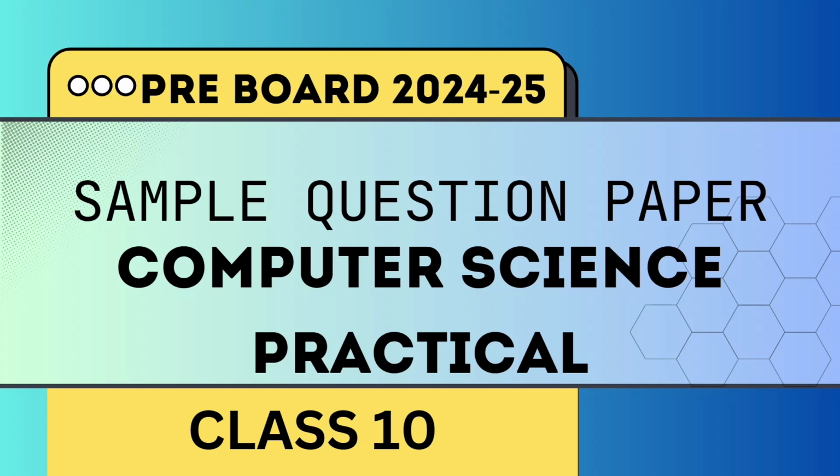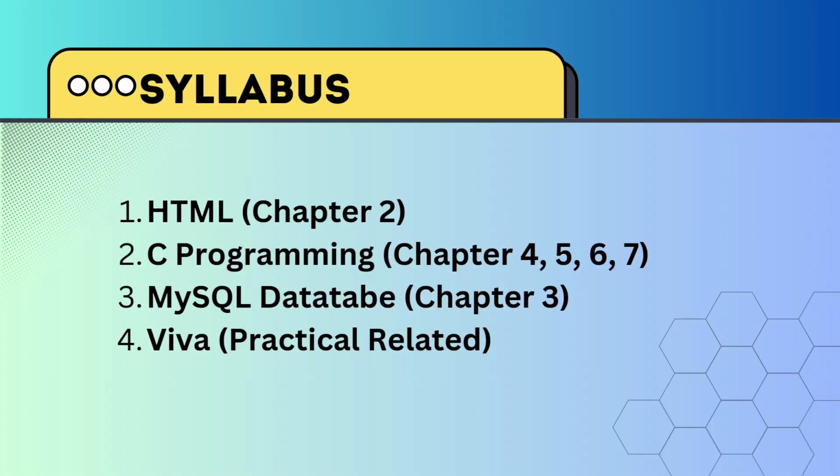So here are some simple question papers. As Kamrup district has the practical examination tomorrow, you will require HTML, that is in chapter 2, C programming in chapters 4, 5, 6, 7 specially, MySQL database from chapter 3, and some short questions for oral. And this is actually practical related. Mainly you will have to see HTML, C programming and database.